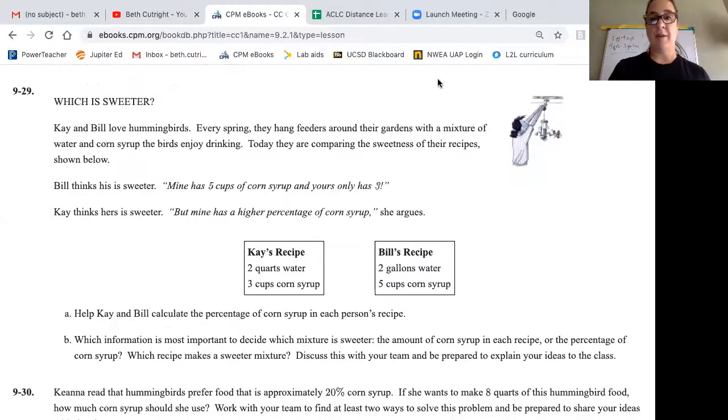Kay and Bill love hummingbirds. Who doesn't? Every spring they hang feeders around their gardens with a mixture of water and corn syrup. I should bring my hummingbird mixer in and show it to you. I do the same thing.